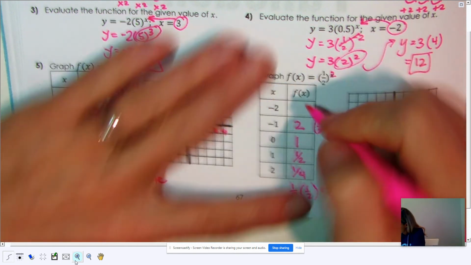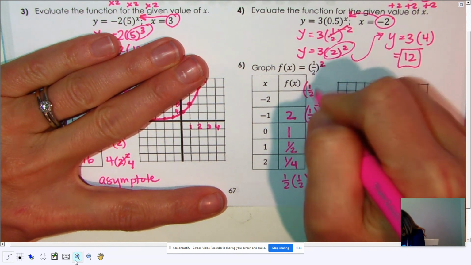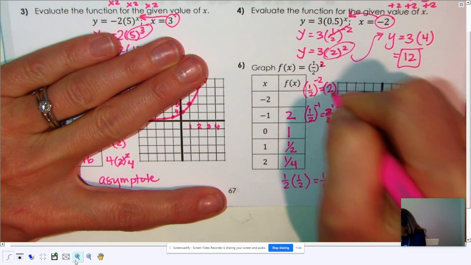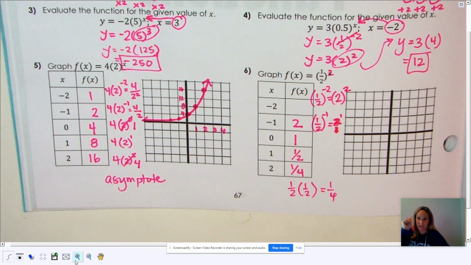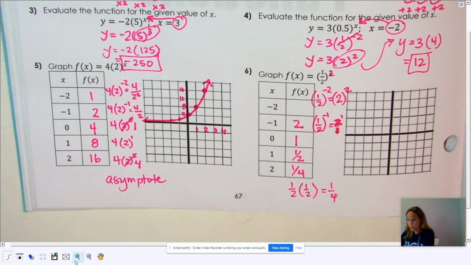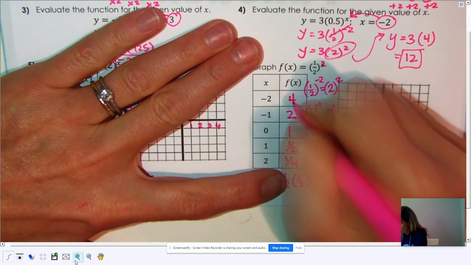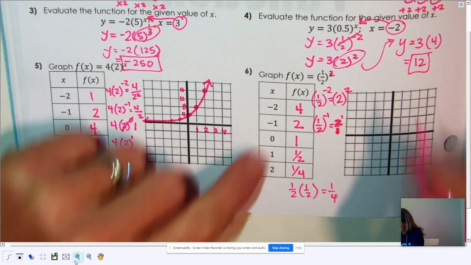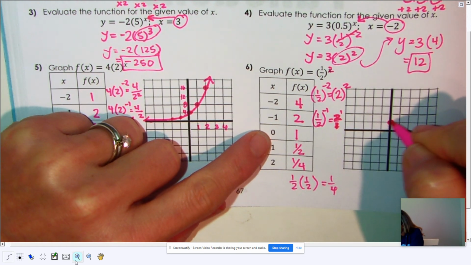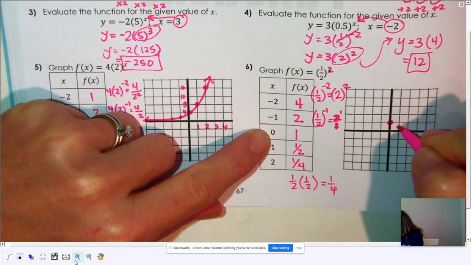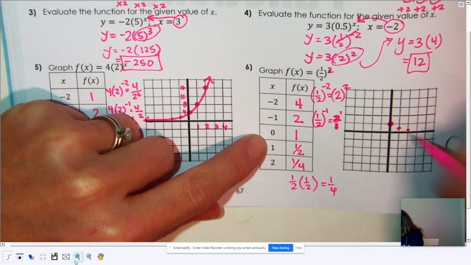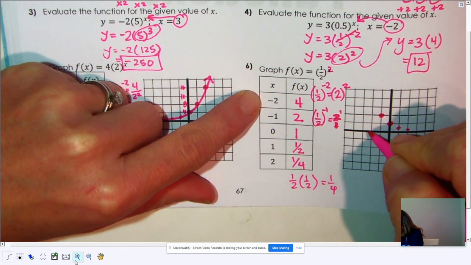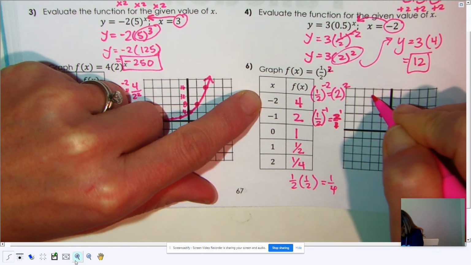So now we're going to take the 1/2, we're going to raise it to the -2. I am going to flip it over to 2/1, and now my exponent is positive. So I have 2 to the 2, which is equal to 4. So now I'm going to graph this. I'm going to start with 0, 1, then 1 and 1/2, 2 and 1/4. I'm back at -1, +2, and -2, +4.